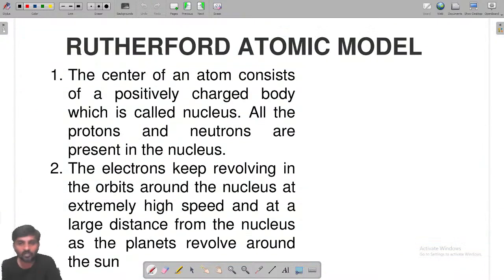So here comes the Rutherford Atomic Model. What Rutherford is trying to say is, the center of an atom consists of a positively charged body, which is called the nucleus. All the protons and neutrons are present in the nucleus. And the electrons keep revolving in orbits around the nucleus at extremely high speed and at a large distance from the nucleus, as the planets revolve around the sun. Let me explain with something.